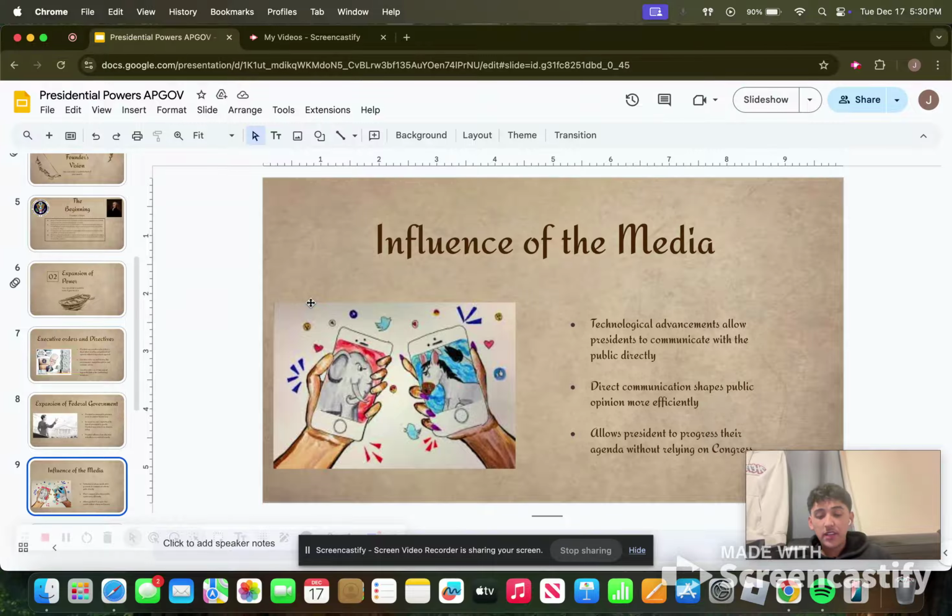Tools like radio, television, and social media allow presidents to communicate to people directly. This basically bypasses Congress, which shapes public opinion and policy more efficiently. This strengthens the ability of presidents to lead and implement their agendas.